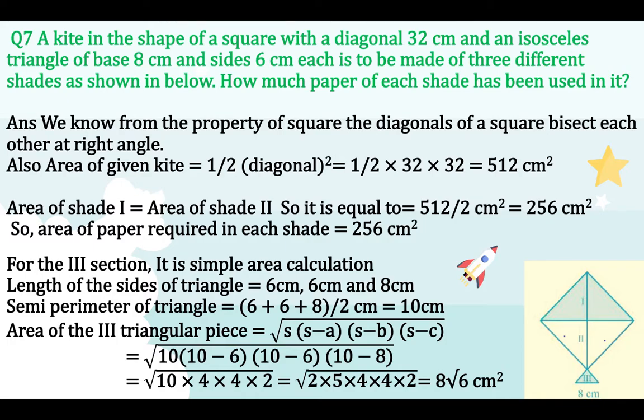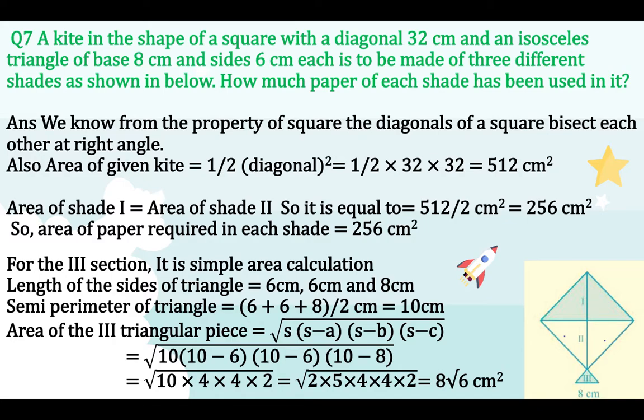So this is equal to half into D. What is D? 32 into 32. So I get the answer as 512 centimeter square. This is the area of complete square. That I am given over here. But what I require is the region which is shaded.